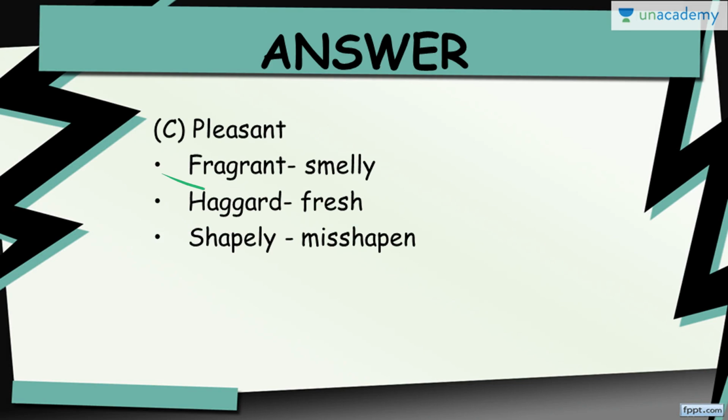So we know fragrant is something which has a good smell. Smelly, something which has a bad smell. Haggard, something which is very old, rotten. Fresh, something which has just come out. Shapely, something which is very much in shape. And misshapen, which is distorted, which doesn't have a shape.